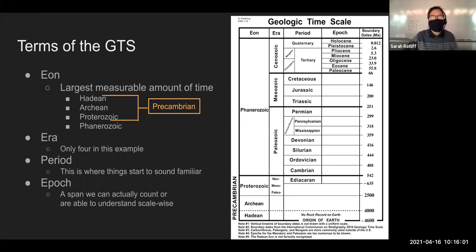And that leads us to the smallest unit on our GTS, called an epoch. This is a unit of time that we can actually count. We can use specific amounts of time or even years to date things. If you notice on our GTS here, there are only epochs in the current period that we are living in. That's because we couldn't reasonably measure smaller units like epochs before our current era.